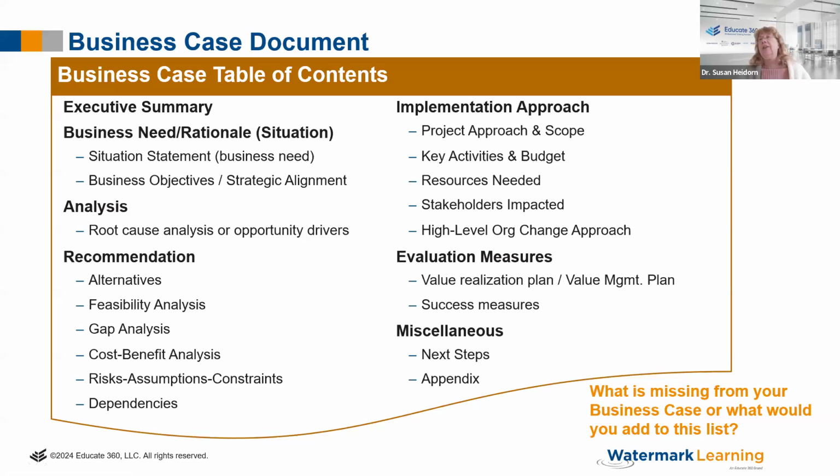So what is in a business case, you ask? These are the things that are generally found in a business case. And I'm going to ask you, as we go through this, what is missing that you have seen in your business cases. Generally there's an executive summary. So if the executives don't want to read the whole thing, there's a one page of highlights. That's fairly normal.